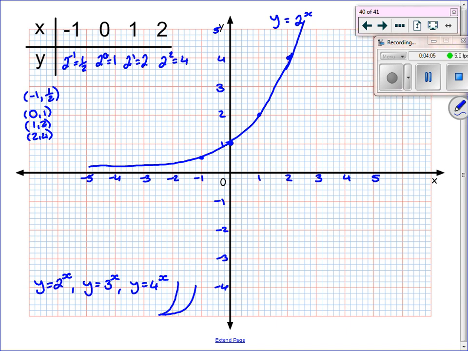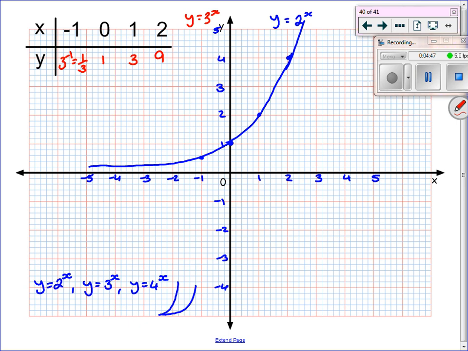Let's say I now want to draw a graph on the same sheet here. Let's say I want to draw the graph of y equals 3 to the power x, and I'll do this in red. I'll borrow the same table, and this time I'm going to draw the graph of y equals 3 to the power x. So put in the same values. If I put minus 1 in, it's going to be 3 to the power minus 1, which is a third. 3 to the power 0 is going to give me 1. 3 to the power 1 is going to give me 3. 3 to the power 2 is going to give me 9.